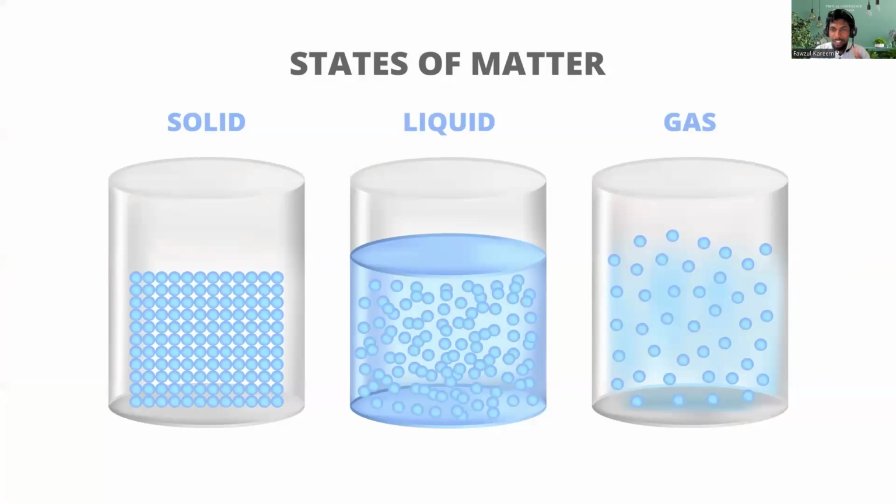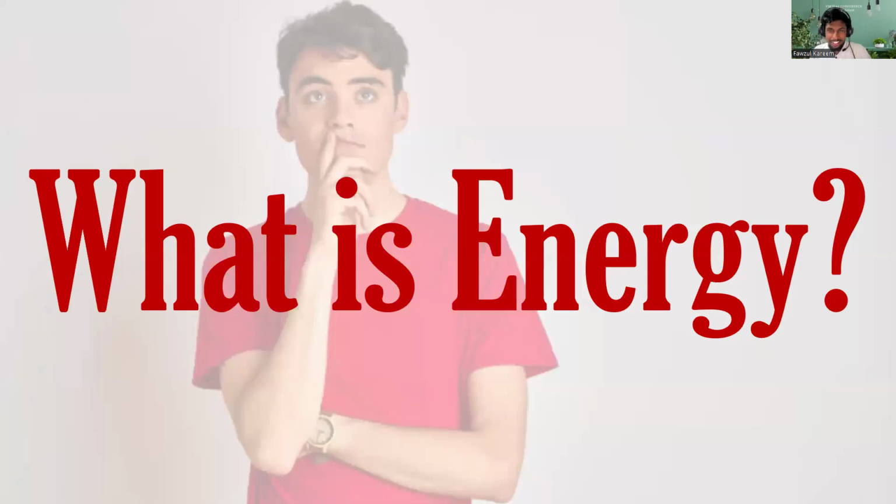Okay. So the states of matter can be divided into solid, liquid, and gas. You have studied these from your grade 8 itself. Then what is energy? Matter has mass and occupies space. Energy means they don't have the mass. Am I right or wrong?